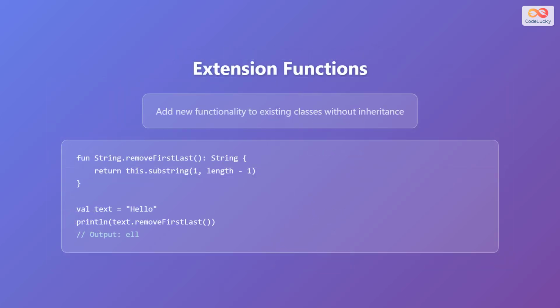Extension functions are one of Kotlin's most powerful features provided by the standard library. They allow you to add new functionality to existing classes without modifying their source code or using inheritance. In this example, we've created a custom extension function called removeFirstLast that removes the first and last characters from a string. Extension functions make your code more expressive and allow you to extend even built-in types like string, list, or int with your own custom operations.